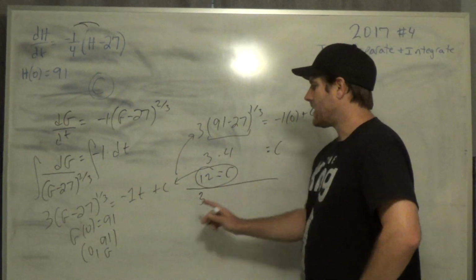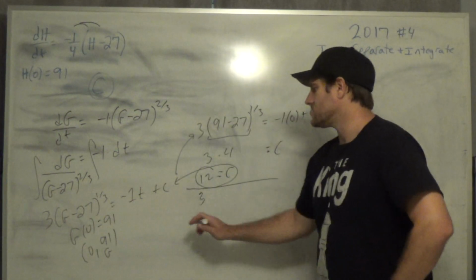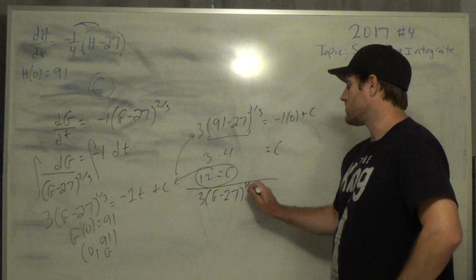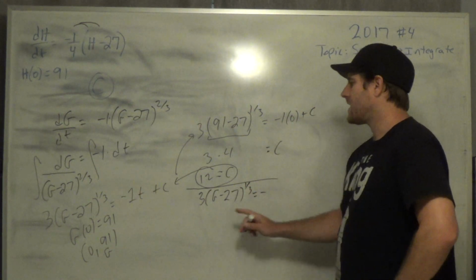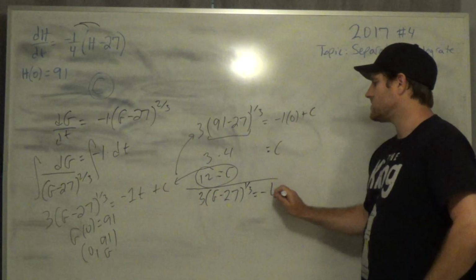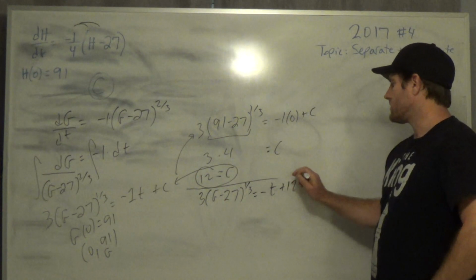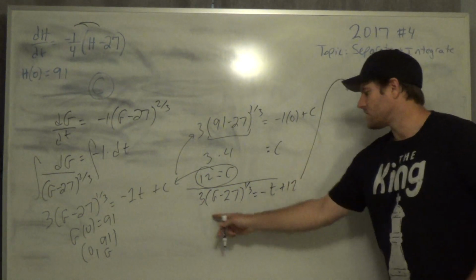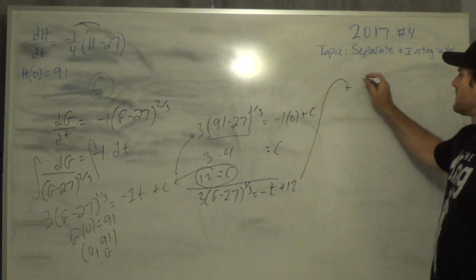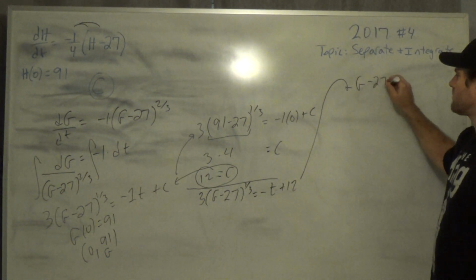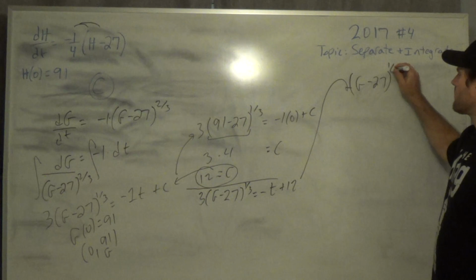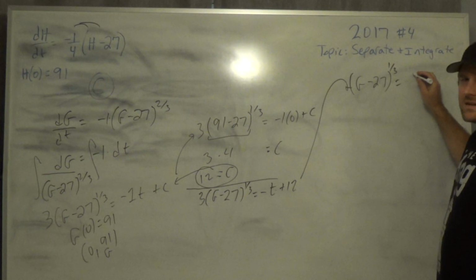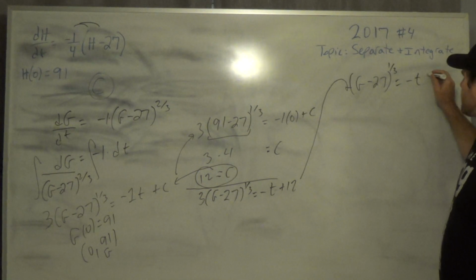So I'm going to take the fact that c is 12 and plug it right there. Okay, so now my c is 12. So 3 times g minus 27 to the 1/3 power equals negative t plus 12. Okay, so from here, what are we going to do? We're going to divide 3 to the other side. I'm just going to make it dividing by 3. I know it could be ugly.